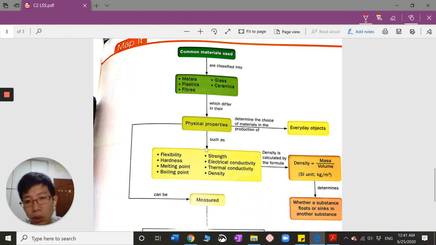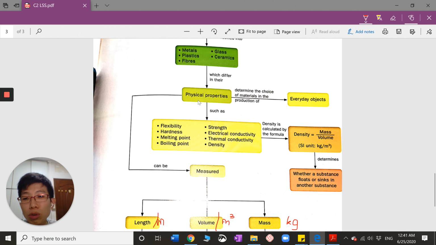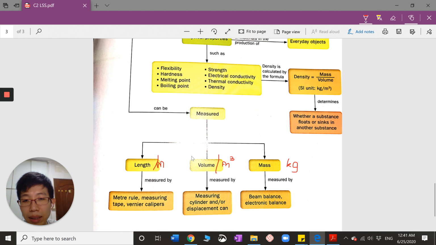So after we know when we use certain materials, we also need to know how to measure some of the physical properties. And these will be length, volume, and mass. For these three physical properties, we need to know the SI unit. SI unit just means the international standard units that are recognized by all the scientists across the world, so that when we communicate between countries, we know what we are referring to.